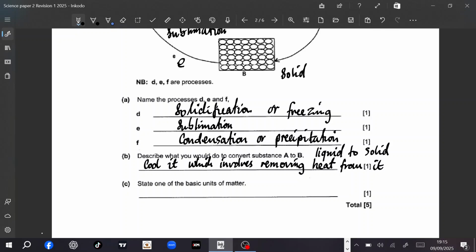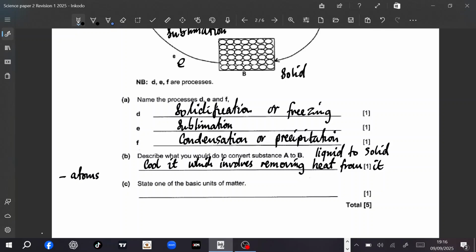Then, state one of the basic units of matter. According to the kinetic theory of matter, matter is made up of tiny particles which are in continuous motion, and these particles are known to be basic units of matter. So basic units of matter, guys, you need to know them, are what? One, atoms.